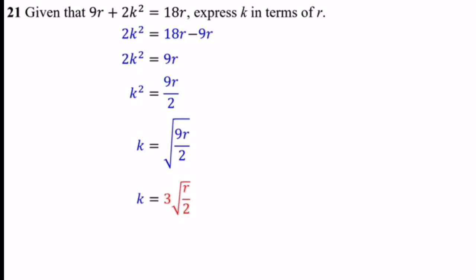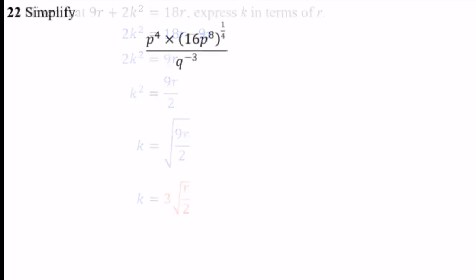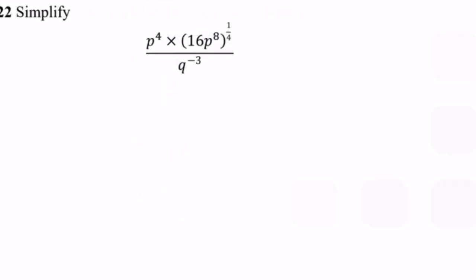For question 22, it is about indices. For indices, we need to focus on the same base and the power on top, and you have to multiply. So let's focus on p to the power of 4 first. We'll do it slowly, step by step. You copy down p power 4, and then for the one inside the bracket, you have to make sure you take the power and multiply before you divide by q to the power of negative 3.